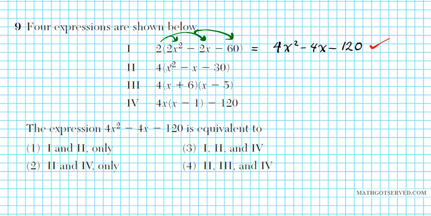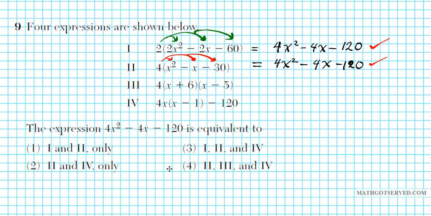Option number 2. Distribute the 4 to all 3 terms in the parentheses as we did in option 1. If we do that, we're going to get 4x squared minus 4 times x is 4x. 4 times negative 30 is negative 120. Is that correct? It certainly is. Okay, so the answers with option 1 and 2 looks like where we're going.